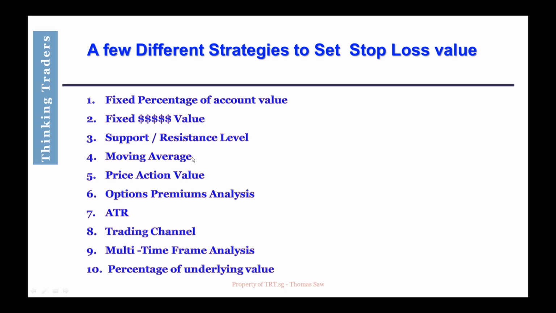Some people use moving averages: 30 days moving averages for day trading, 10 days moving averages. Price action value refers to the last 5, 10 candles, high low, what we call the trading volatility of the underlying. Option premium analysis is more advanced: use option premium pricing projected to the period of time you want to hold the trade, because an option's underlying is based on what we call forward expectancy.